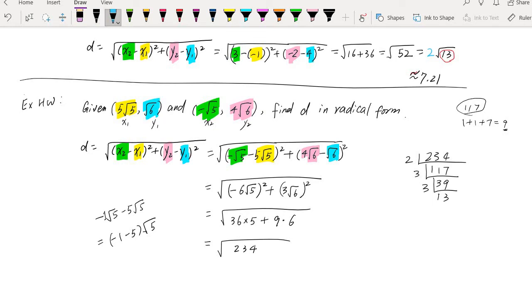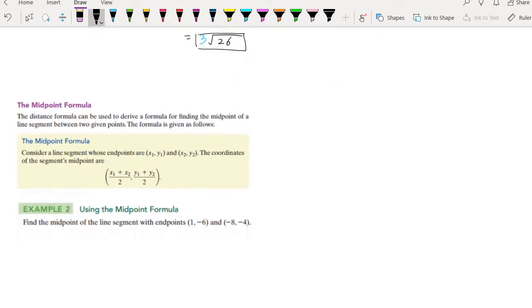And then once we have this, we see a pair, we're going to take it out. Everything else stays inside the square root. So that will be 3, and then the square root of this, that will be 2 multiplied by 13, that will be 26. That will be 3 square root of 26. So that is your final answer for this case. Let's go ahead and work on the next question.